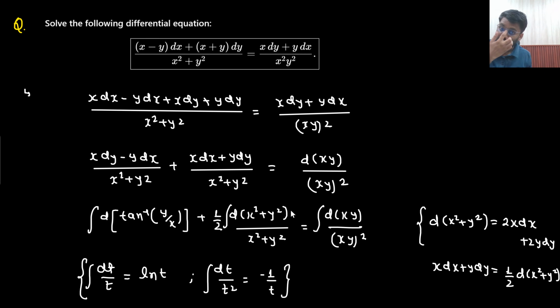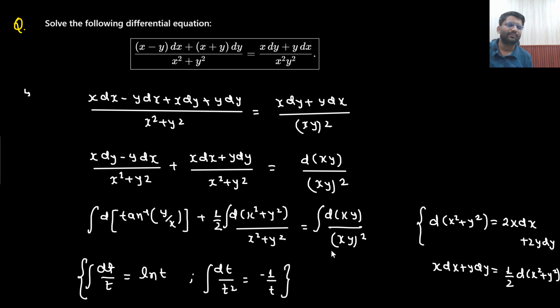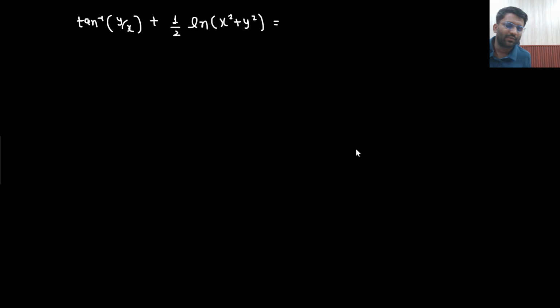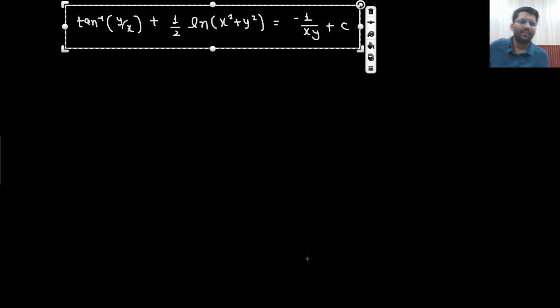Plus, what do we get here? It is dt by t only, which means ln t. So plus 1 by 2 ln of x square plus y square, equals, on the other side, dt by t square, which is minus 1 by t. What is t? t is xy. So minus 1 by xy plus constant c. There you go, this is the answer. Is that understandable to you or not? A very good question and a very easy question as well.